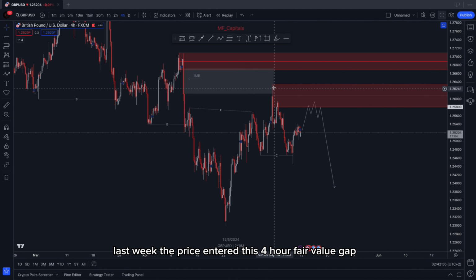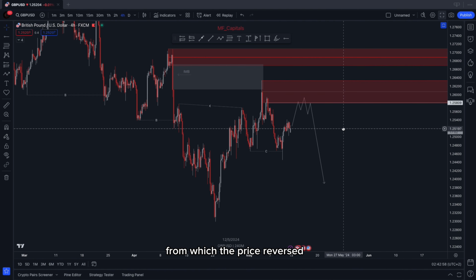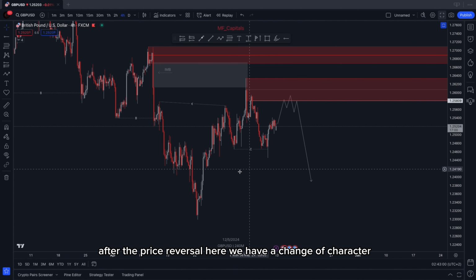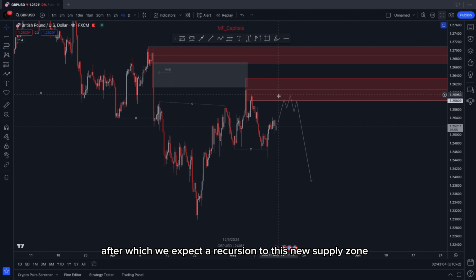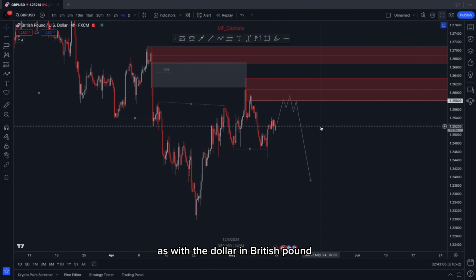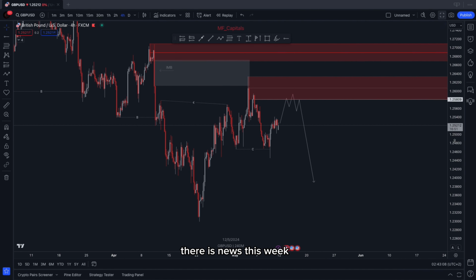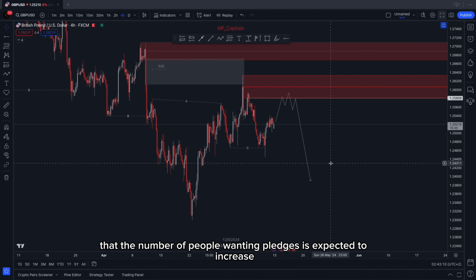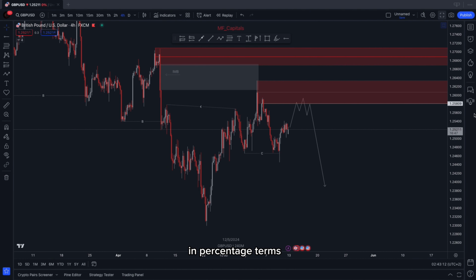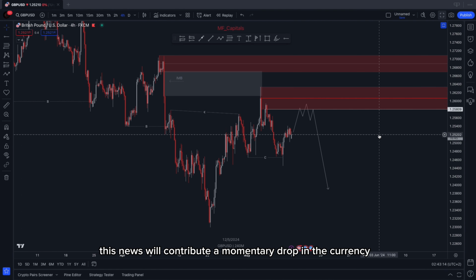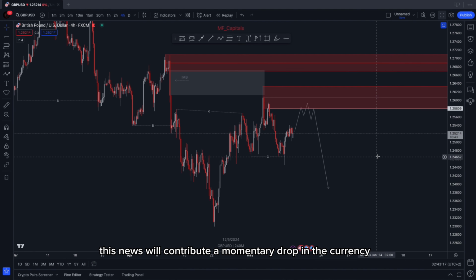Last week, the price entered this 4-hour fair value gap from which the price reversed. After the price reversal here, we have a change of character after which we expect a recursion to this new supply zone. As with the dollar and British pound, there is news this week that the number of people wanting pledges is expected to increase in percentage terms. This news will contribute a momentary drop in the currency.